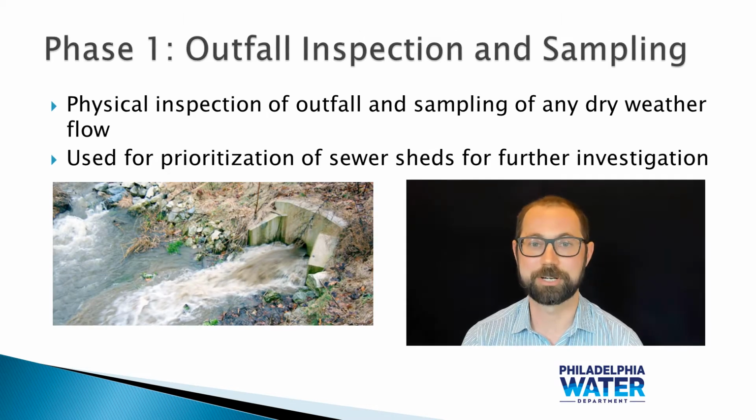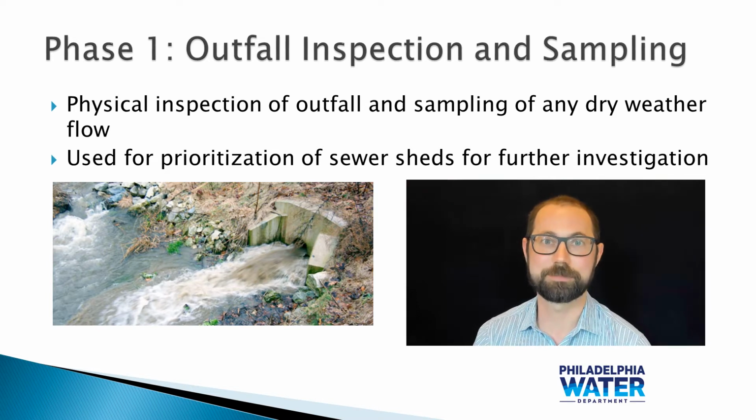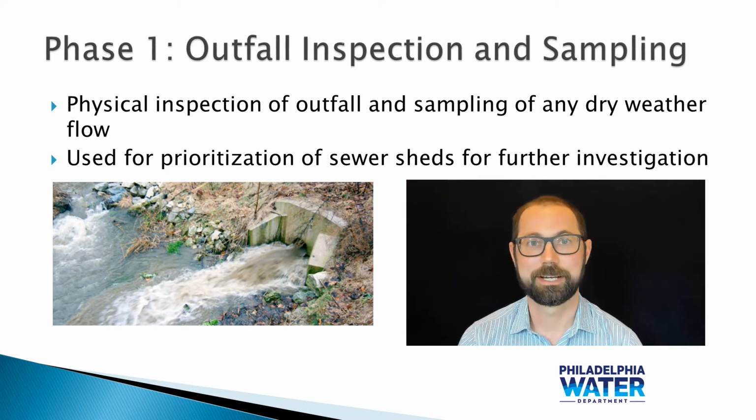The first phase of our investigation is outfall inspection and sampling. Outfall inspections occur during dry weather, and the purpose of these is to physically observe an outfall at a time when it was expected that there would be no flow in it. The guidelines through our permit are outfall inspections are to occur at least 72 hours after a rain event.